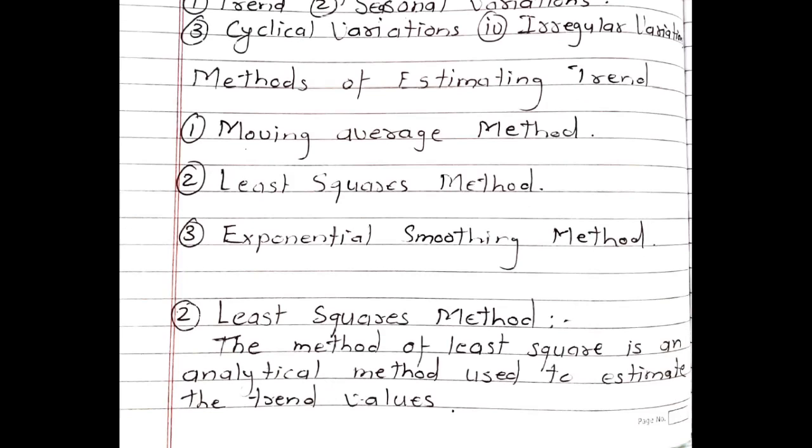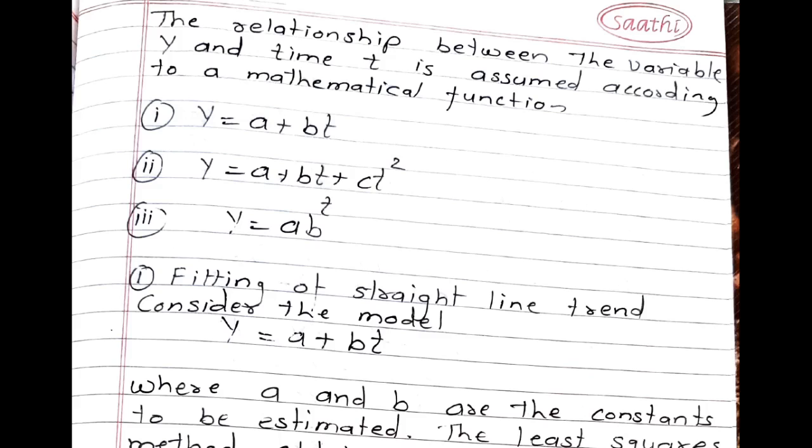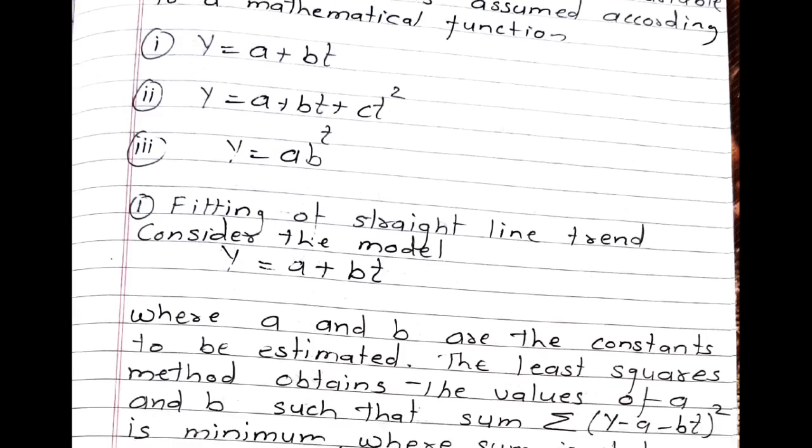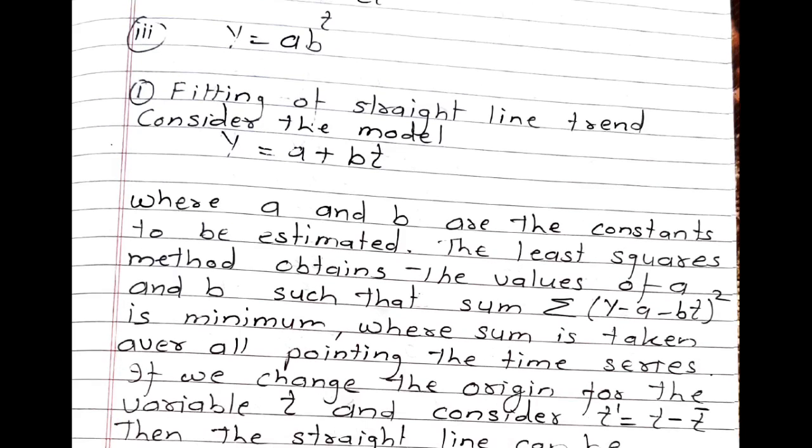The method of least squares is an analytical method used to estimate the trend values. The relationship between the variable y and time t is assumed according to a mathematical function: y = a + bt, or y = a + bt + ct², or y = ab^t. First of all, we are going to see fitting of a straight line trend. Consider the model y = a + bt, where a and b are the constants to be estimated.